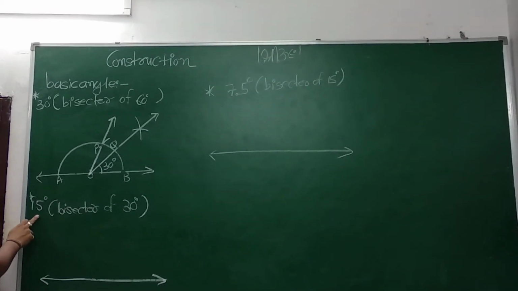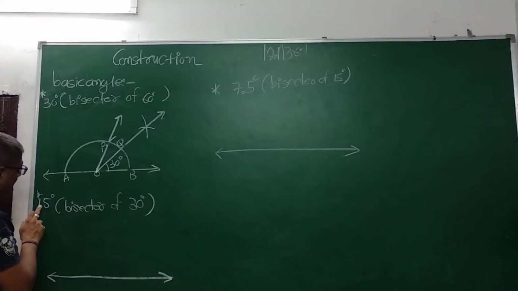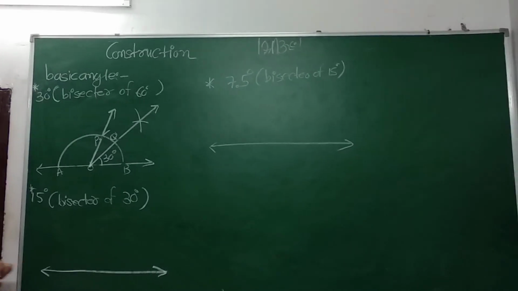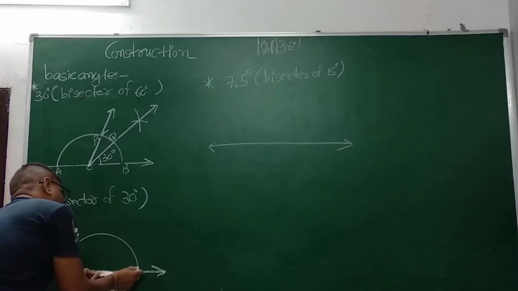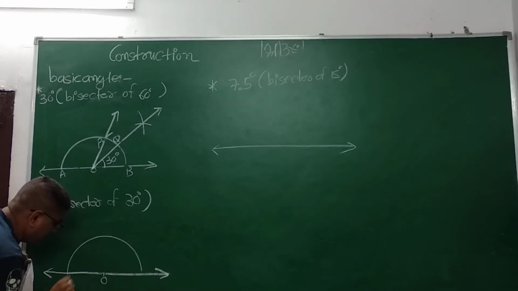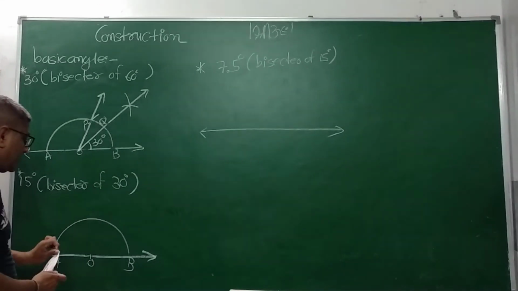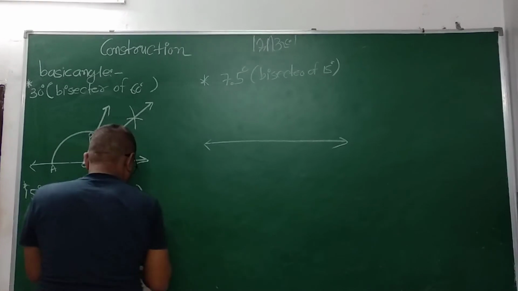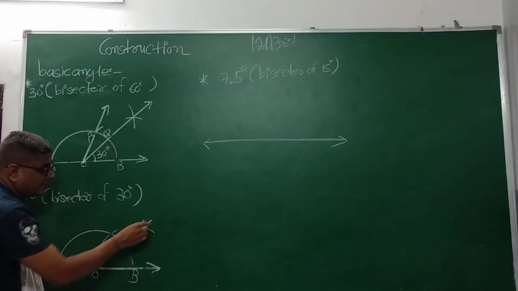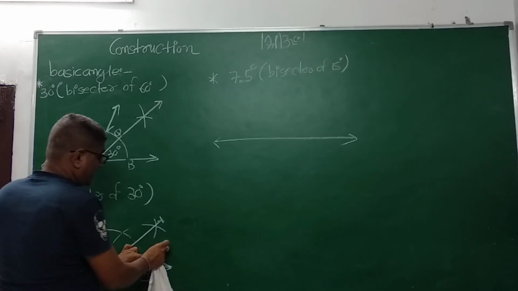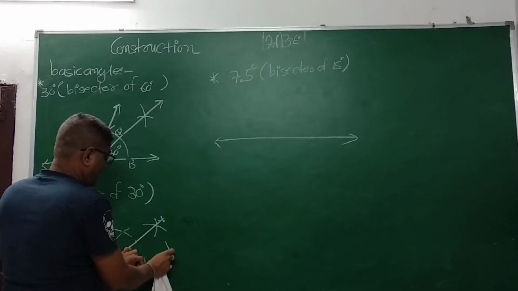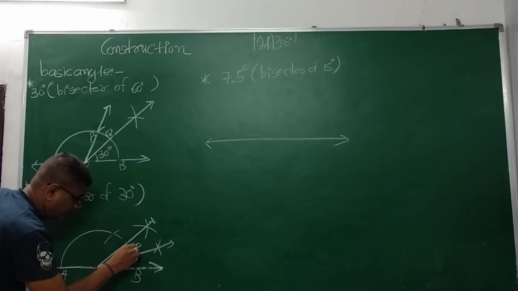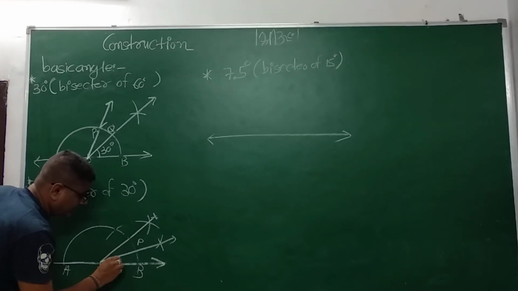Now 15 degree is the bisector of 30 degree, and double of 15 degree is 30 degree and double of 30 is 60 degree. So first of all we go up to the basic angle. Again we have to draw a semicircle. After that we get the labels A, B and O. O is the center of the circle. From that radius we draw an arc, that is known as 30 degree. Here we don't need 60 degree. Now the bisector of 30 degree becomes what? 15 degree. So this angle POB is known as 15 degree.